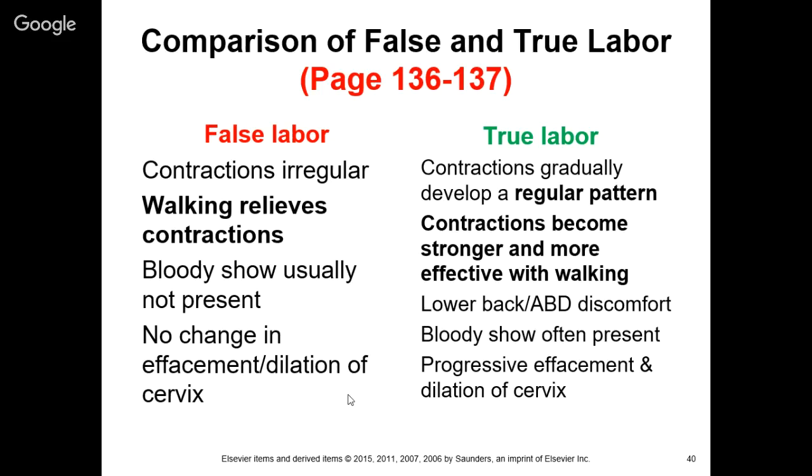True labor is when the contractions are very regular and they start developing a pattern, and they increase in frequency, and they become stronger when you walk. That's why you see women on the maternity floor walking the halls, trying to help gravity and progress labor. There's going to be low back abdominal discomfort, usually a bloody show, and there's going to be progress with the labor. So the cervix is going to be dilating and effacing more.